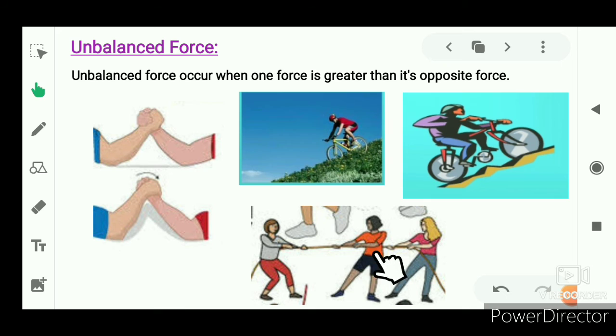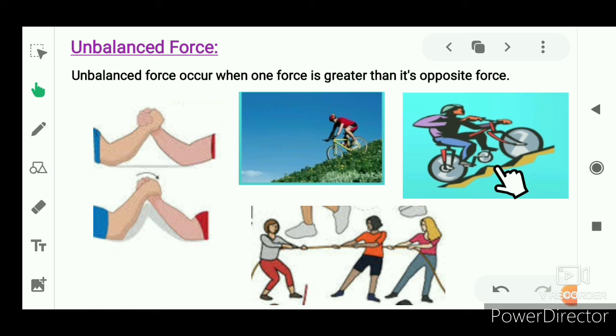Okay, so this is an example of unbalanced force, because at some moment force is applied in both the directions, but in one direction the force is greater than the other, so it results in the motion of the object. So such a type of force is called unbalanced force. Okay, see this figure.